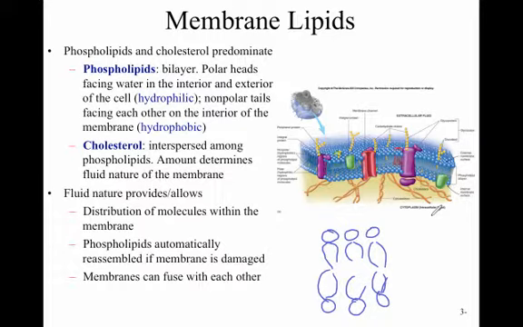And then the fluid nature of the plasma membrane allows for distribution of the molecules within the membrane, and allows for the proteins to move around. The phospholipids will automatically reassemble if the membrane's damaged in any way. And the membranes can fuse with each other.